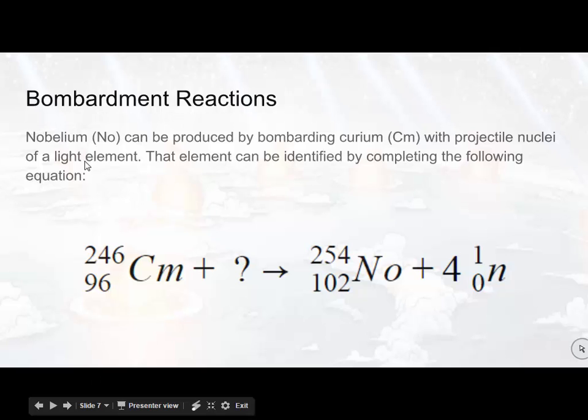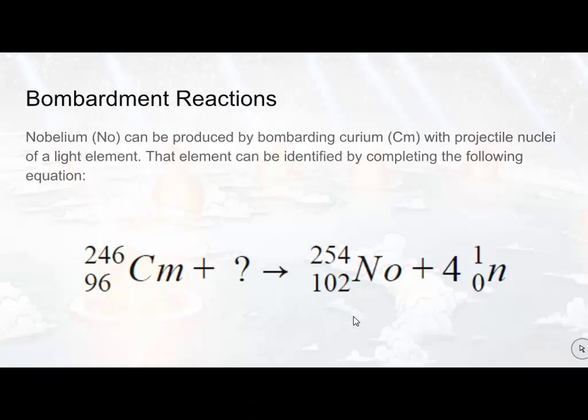Let's try an example here. Nobelium, named after the Nobel Prize that's given out, can be produced by bombarding curium with a projected nuclei of a lighter element. That element can be identified by completing the following equation. So we're going to follow our same rule. We want the total sum on the top on the left to equal the total sum on the top on the right, and same thing in the bottom. We want the bottom numbers to sum to be the same number as the number on the right.